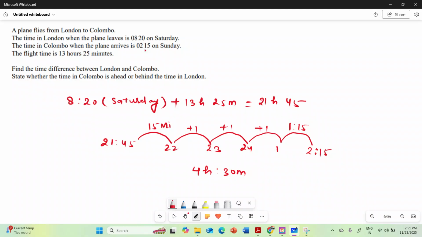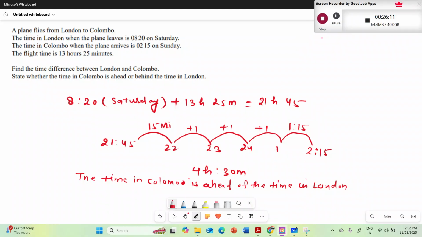And this flight is reaching on Sunday, so it means the time is ahead. The time in Colombo is ahead of the time in London. And this is the answer of this question.